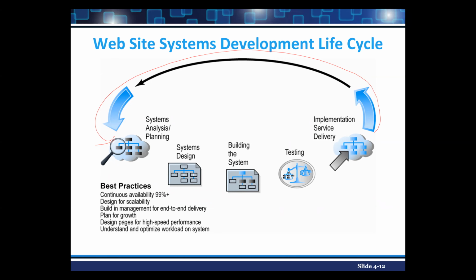Okay. For the best practices that you have to keep in mind, the first one: your e-commerce website or platform must have continuous availability, 99% plus. That means try not to have downtime. If you know that sometimes you need system maintenance, it might have some downtime. So how can you avoid this? For example, you may have two servers. One is a production server. The other one is a spare one.